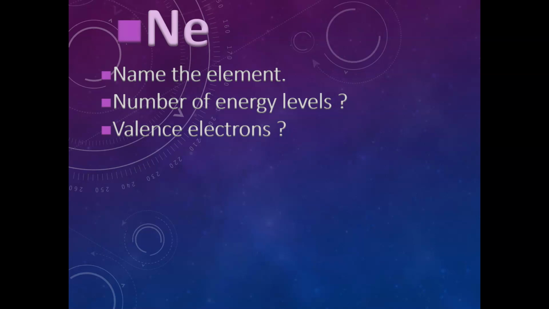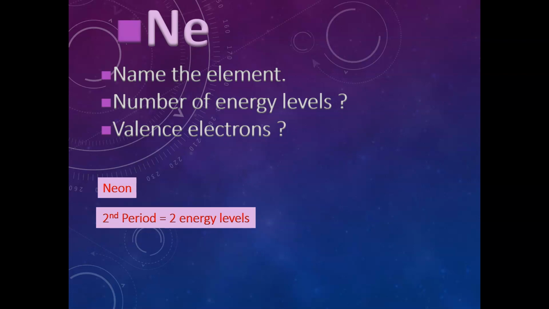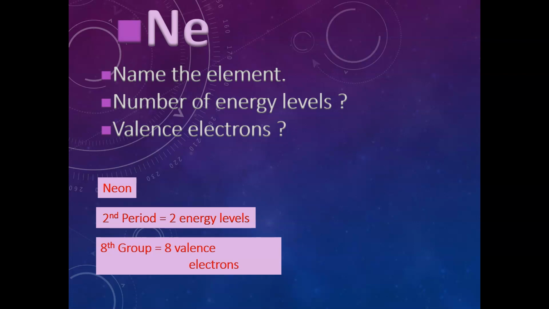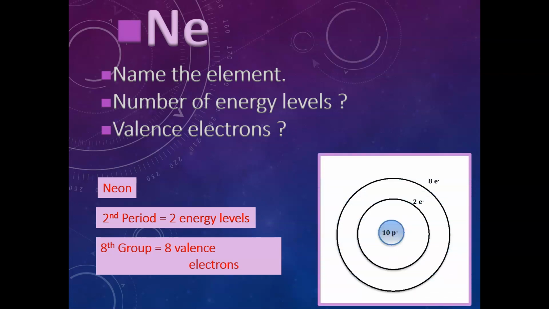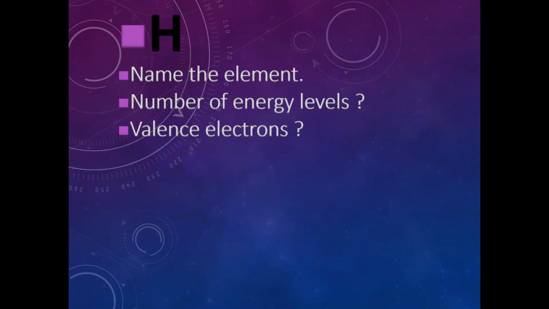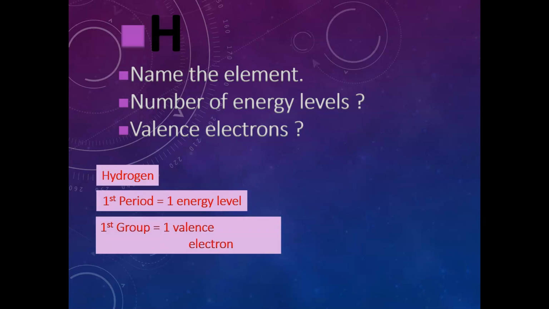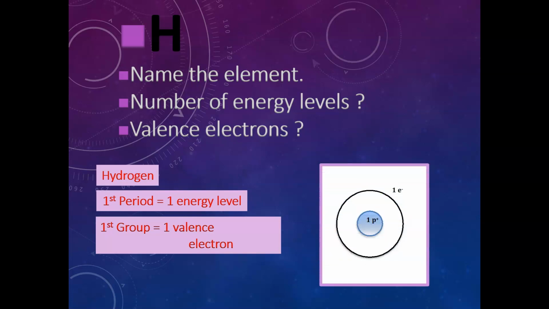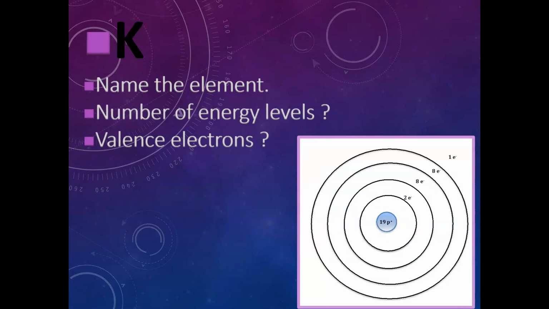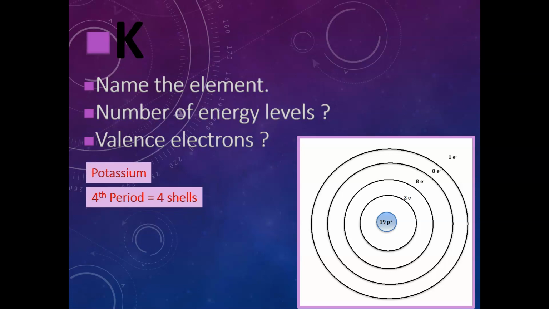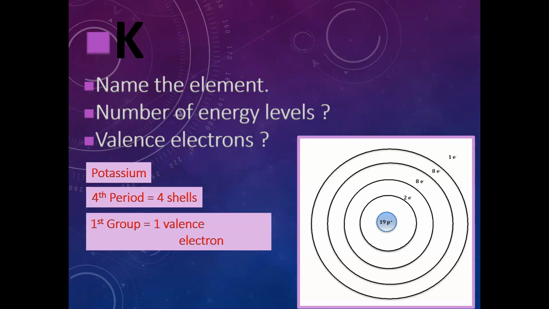So try this. We are looking at neon. It is in the 2nd period, so that's 2 energy levels. It is in the 8th group, so it has a full 8 valence electrons, so that's what it's going to look like. Hydrogen, it is in the 1st period and the 1st group, so it has 1 electron and 1 energy level. Potassium is in the 4th period, so that tells me it's going to have 4 shells, and it's in the 1st group, so that means we have 1 valence electron.